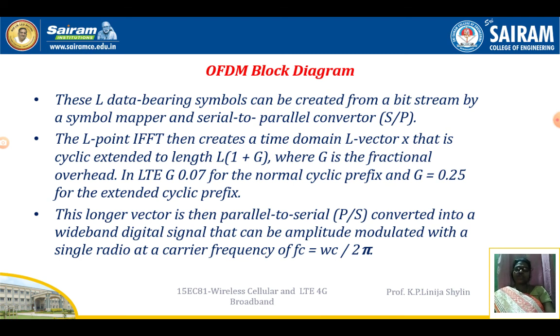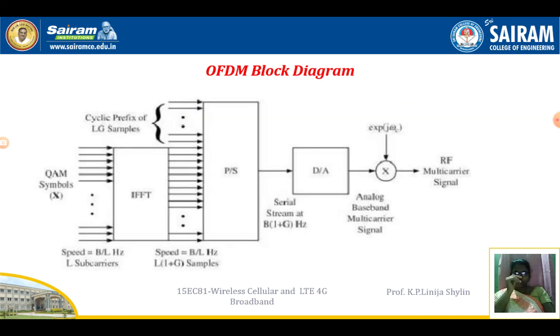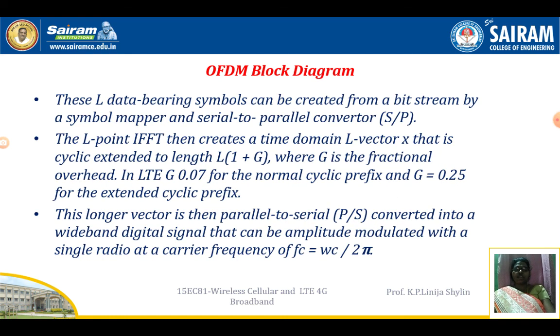Now this is given to the parallel to serial converter, and converted into a wide digital signal. Then it is amplitude modulated with the carrier frequency f_c equal to omega_c divided by 2 pi. If you see the diagram you will come to know. So here we have omega_c, f_c divided by 2 pi, after the parallel to serial converter. So now the serial stream we have got is B into 1 plus G hertz. Now we are going to give this to the digital to analog converter.